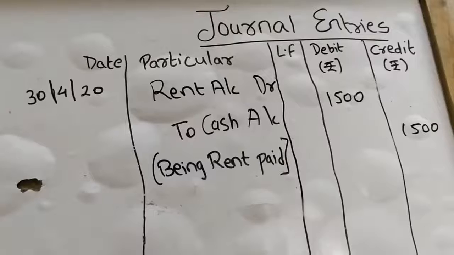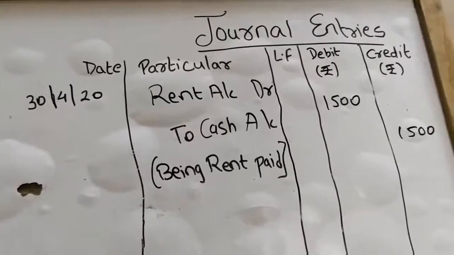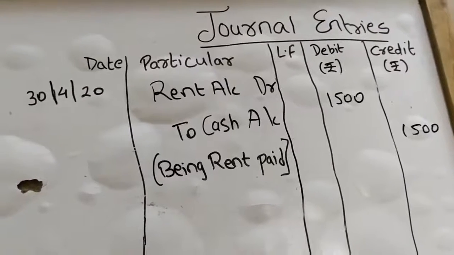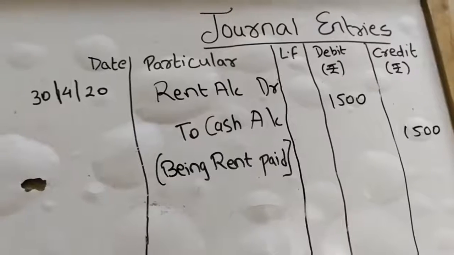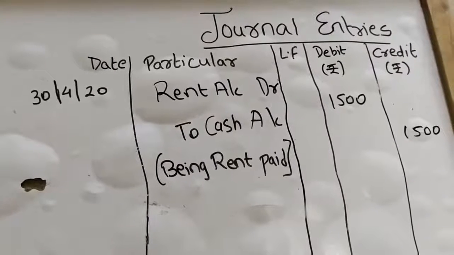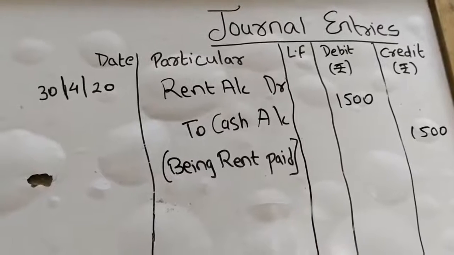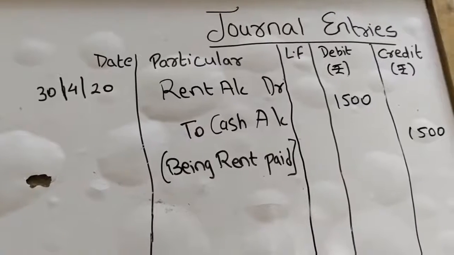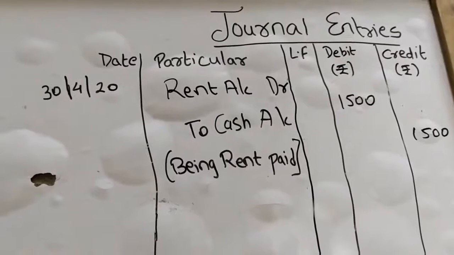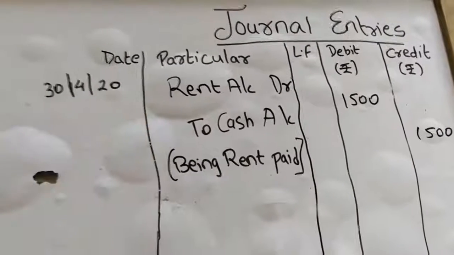So the last transaction is of rent paid. Now, here the golden rule which is applied is debit all expenses and credit all incomes. So rent is an expense, hence we have debited. Why is it an expense? Because we have paid the rent, hence it's an expense. So we have debited it.